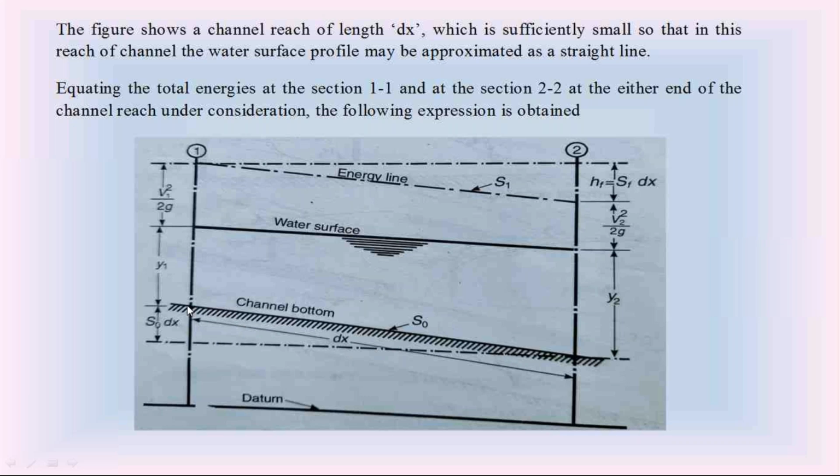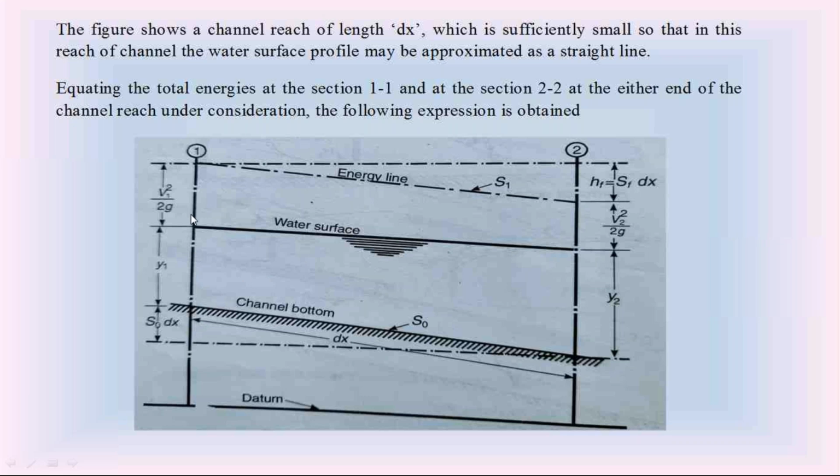Take this small portion of channel length as dx. This is the dx length of the small portion of the channel. In this small portion of the channel, we have the water surface profile. This may be either the backwater curve or the drawdown curve. Since it is a small portion, the length dx is equal to the length of this water surface profile.